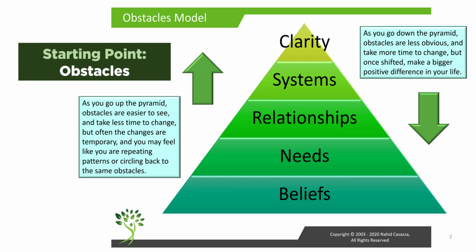And in order to clear the path to success, I developed a model called the obstacles model. I went over the obstacles model in our first video, and it has all the different places where you can get stuck, organized into 5 levels. We've gone through the clarity level, which is the top level, and right now we're in the middle of the systems level.